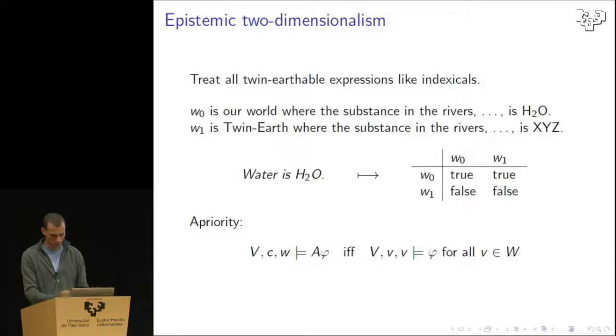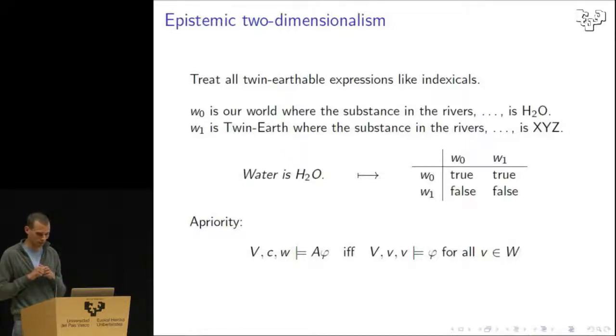But the crucial thing is that, no matter how you make this precise in detail, people want to do it in such a way that whenever a sentence is true everywhere on the diagonal of such a matrix, it should be a priori. And in some sense, I now have the definition of apriority that these people have been using here. So you would call a sentence a priori if it's true at every world at that world's diagonal entry.